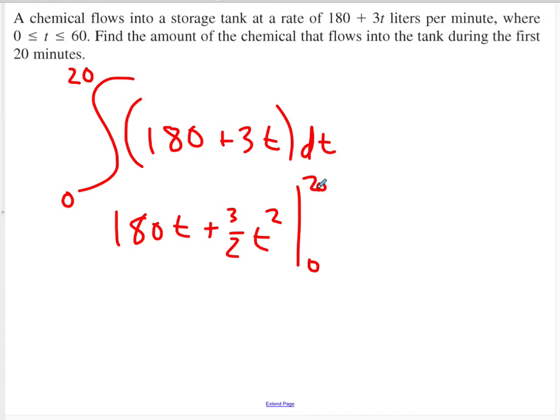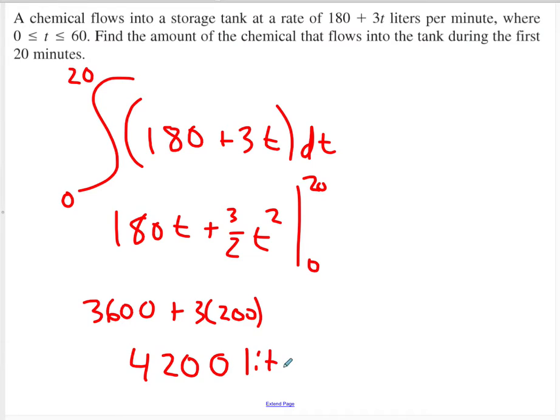So we got 180 times 20, that's 3,600, plus 20 squared is 400, over 2 is 200, times 3 is 600. So that's 3,600 plus 600, that's 4,200 liters. So 4,200 liters flow into the tank during the first 20 minutes.